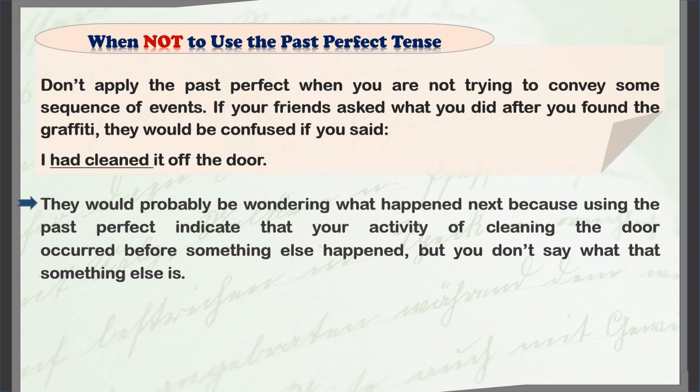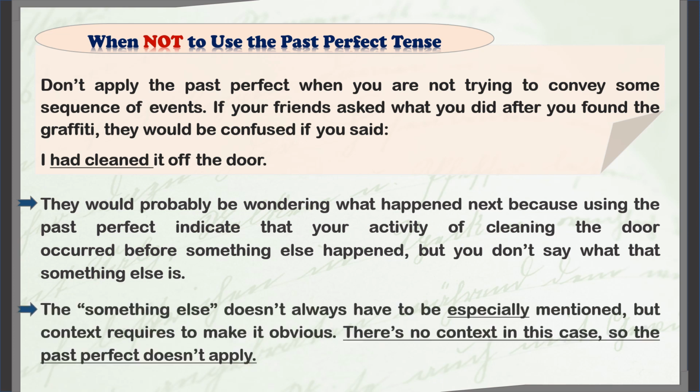They would probably be wondering what happened next, because using the past perfect indicates that your activity of cleaning the door occurred before something else happened. But you don't say what that something else is. The something else doesn't always have to be specially mentioned, but context is required to make it obvious. There's no context in this case, so the past perfect doesn't apply.